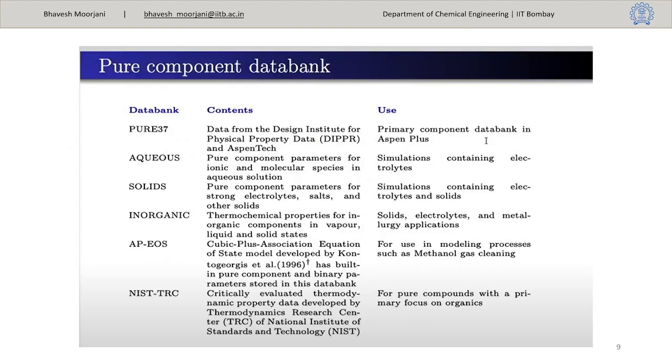So first is the pure component data bank. This is the screenshot from sir's lecture only. You can see each data bank has some specific compounds available for its calculation. Like for Pure 37, it's a kind of general data bank which is developed by the Design Institute for Physical Property Data. Then for aqueous, you have pure component parameters along with ionic liquid and some molecular physics. Similarly for solid, inorganic, and some equation of state. And there are others also mentioned.